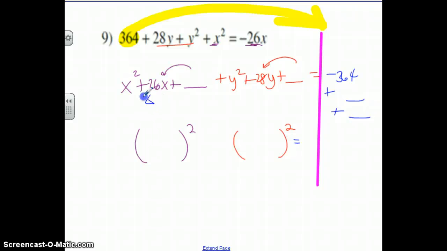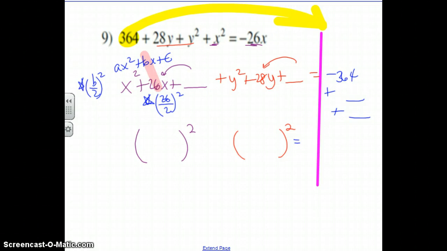I call this the star step. To complete the square, we take half the middle term and square it. The middle term comes from ax squared plus bx plus c. So the middle term in this case is 26. Half of 26 is 13. 13 squared is 169. But if I add 169 to this side, I better add 169 to the other side.